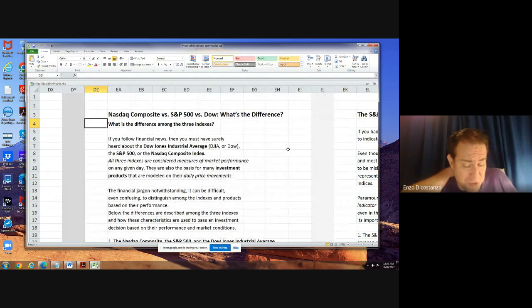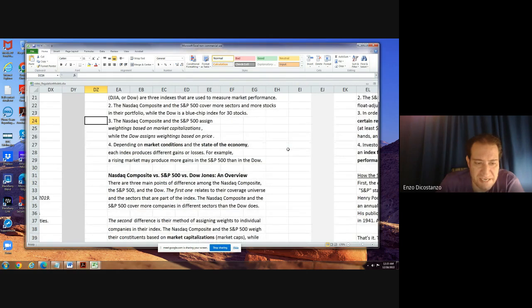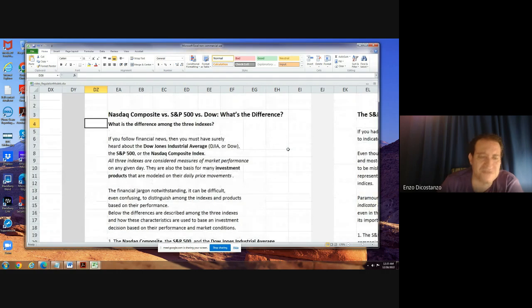It says the Nasdaq, and I'm sure you hear this stuff on the news all over the place. It says the Nasdaq versus the S&P 500 versus the Dow Jones. What are the differences? The DJIA or the S&P 500, which I reference in class a lot because it's the biggest one in terms of the 500 biggest companies. But there's more individual companies on the Nasdaq. They're considered measures of market performance on a given day. They're the basis for many investment products that are modeled on daily price movements.